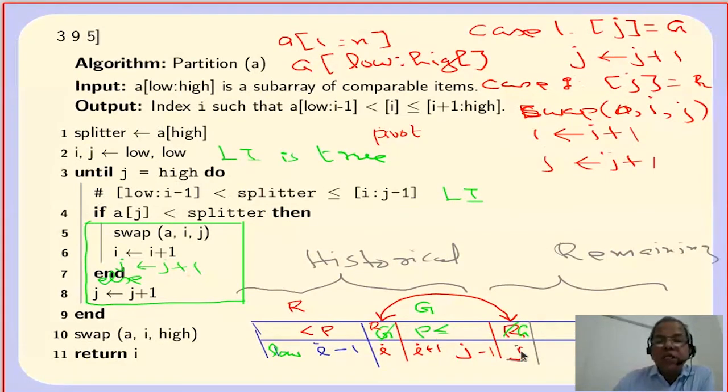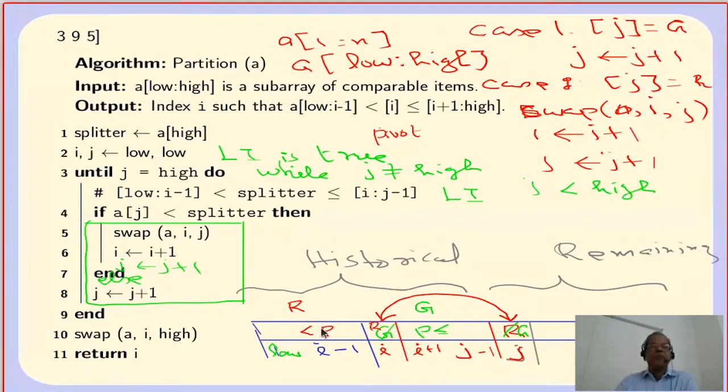When the loop terminates, j should be equal to n. Then we have n or high, whatever it is. If this is high, we have partitioned it to low to i minus 1 and i to high. So until j is equal to high, if you are writing while, you should write while j is not equal to high. Since j starts with low, sometimes you also write j is less than high. Anything is okay. Okay. So with that, we have partitioned the array.